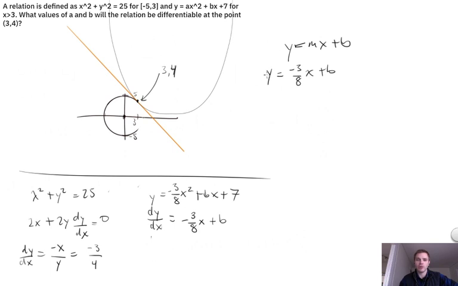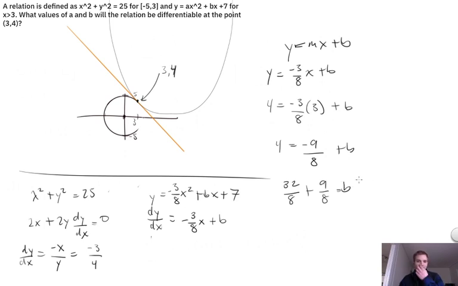But we know that we have the point 3, 4, so we'll say 4 equals negative 3/8 times 3 plus b. And then we can simplify here. This is 4 equal to negative 9/8 plus b, and we will add 9/8 to both sides. So we'll get 32/8 plus 9/8 equal to b. I'm probably running out of room. Let me bring it up here.